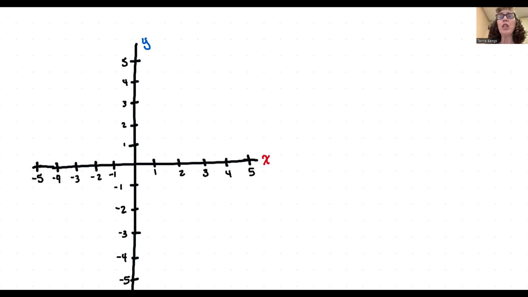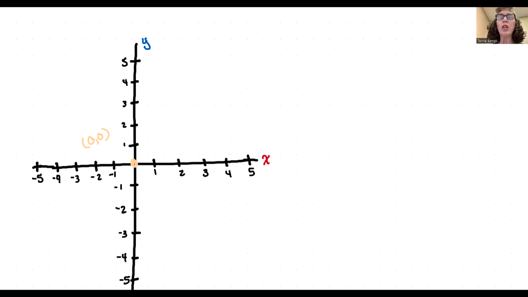It's also important to know that right here where they meet in the center, we call this the origin, and we also can label it 0, 0. That means the X doesn't go anywhere and the Y doesn't go anything. We're right in the middle. So that is our origin.